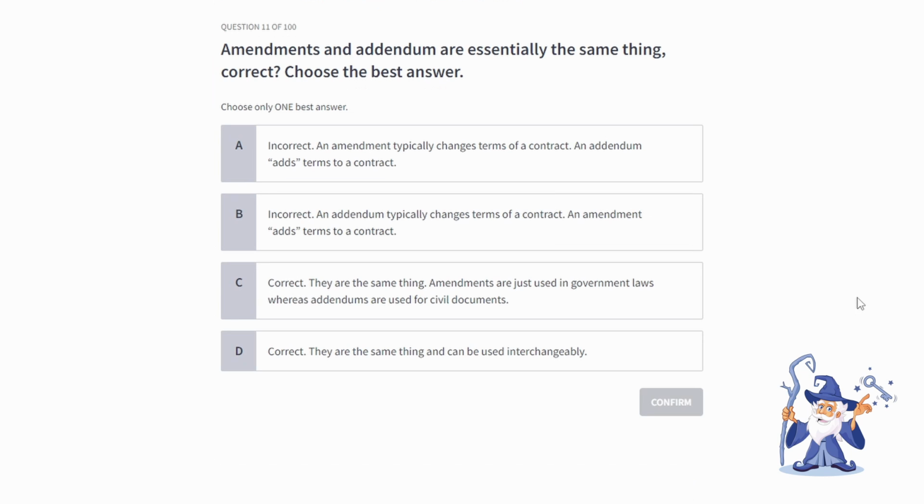Alrighty, next question. Question 11. Amendments and addendum are essentially the same thing, correct? Choose the best answer. A, incorrect. An amendment typically changes terms of contract. An addendum adds terms to a contract. B, incorrect. An addendum typically changes terms of a contract. An amendment adds terms to the contract. C, correct. They are the same things. Amendments are used in government laws, whereas addendums are used for civil documents. And then D, correct. They're the same thing and can be used interchangeably. So go ahead and think that one over.